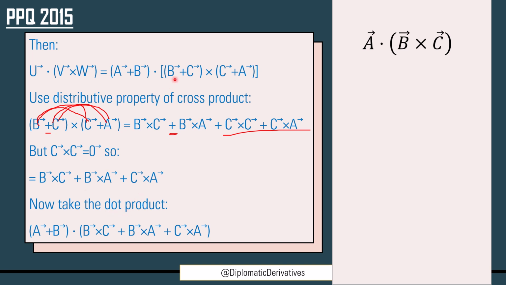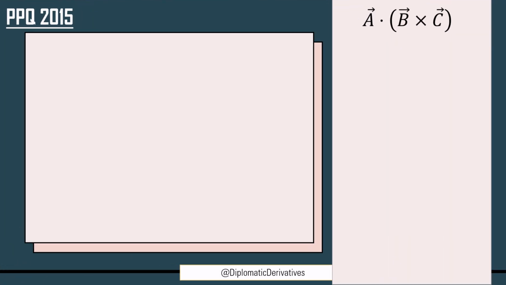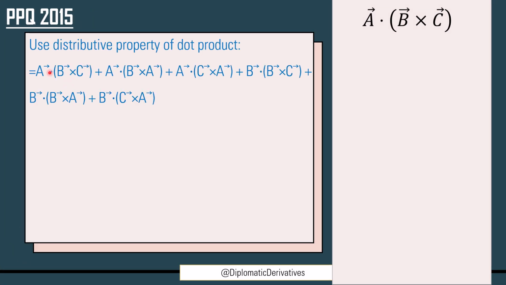So this part is now written as this, right? Substitute this part with this. This is what you're left with, right? Now you have to take the dot product. So what you're going to do is use the distributive property of the dot product. So in the dot product, first you will take a.